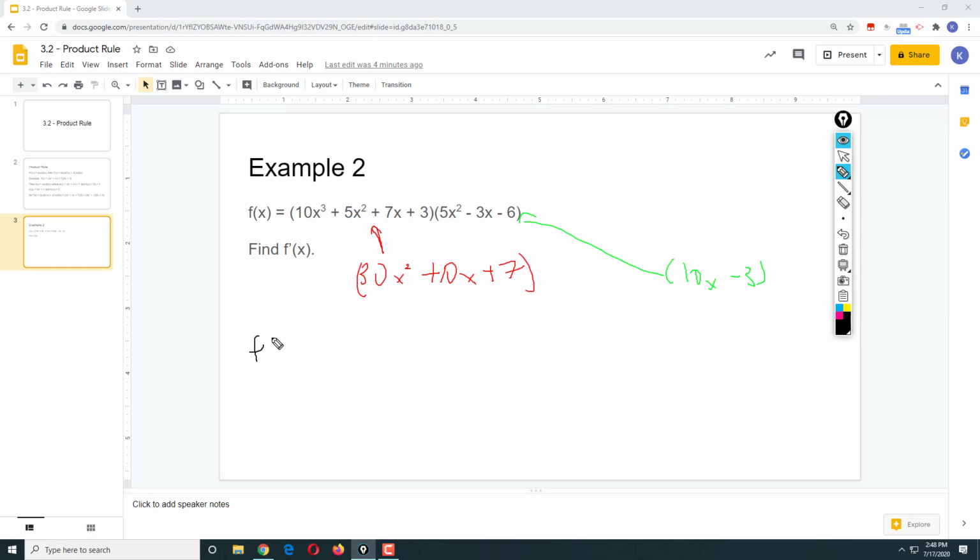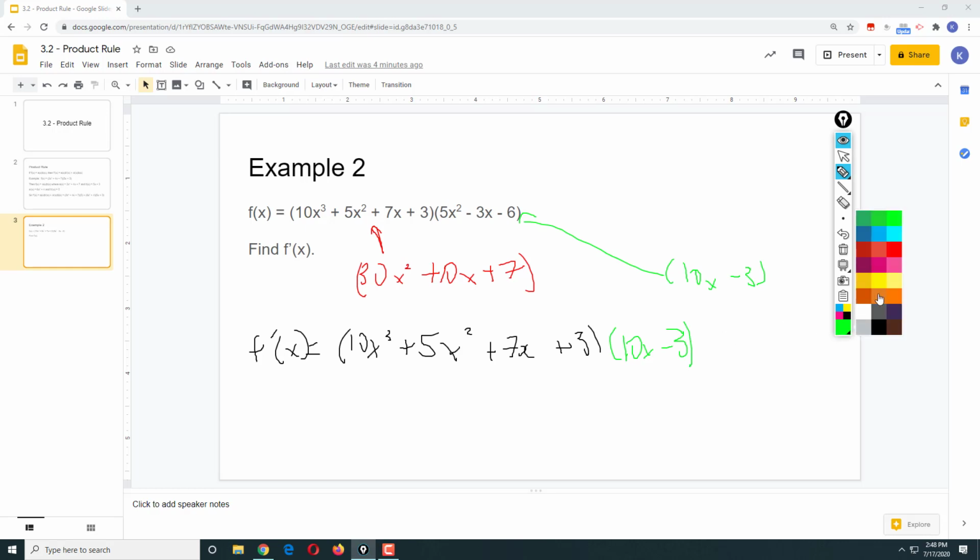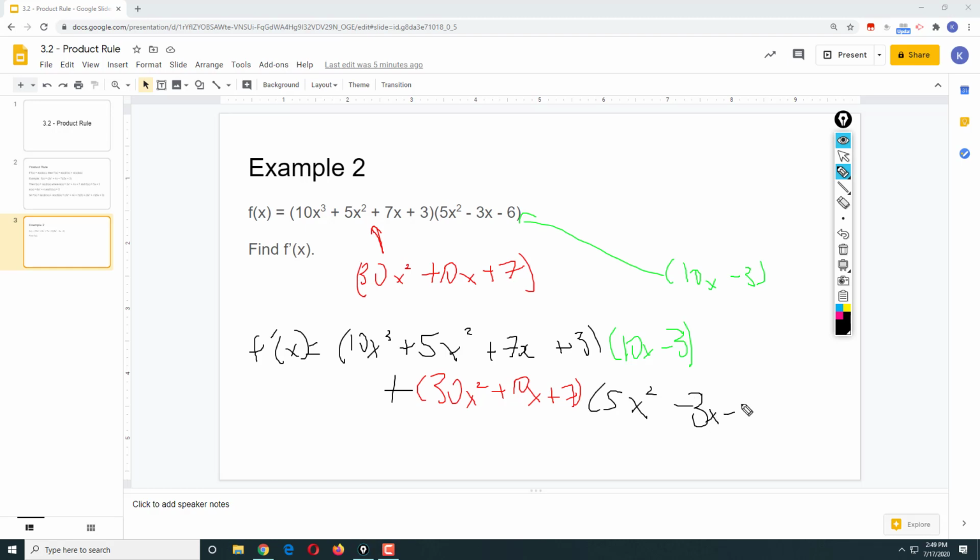So the derivative f prime of x is going to be the first part, 10x cubed plus 5x squared plus 7x plus 3, times the derivative of the second part, 10x minus 3, plus our derivative of the first part, 30x squared plus 10x plus 7, times our second part, 5x squared minus 3x minus 6.